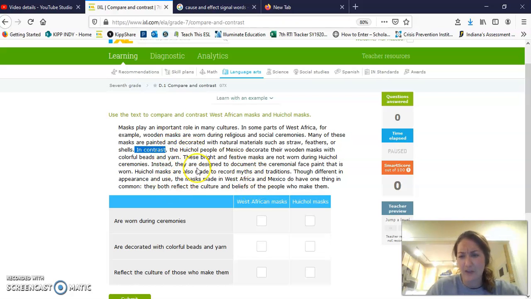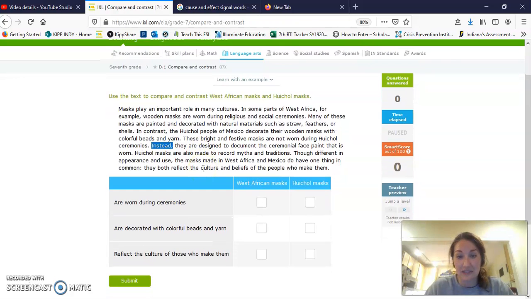So in this beginning part of our paragraph, I see that our author has named a bunch of differences, and we know that because they offset those sentences with this transition word, in contrast. That shows they're connecting one difference to another difference. But then down here, I see the word instead, which also shows me that she's naming another difference. Up here it says they are bright and festive masks, but they're not worn during Hikol ceremonies, whereas our other masks were worn during ceremonies. And she says, instead, they are designed to document the ceremonial face paint. So she's named another difference.